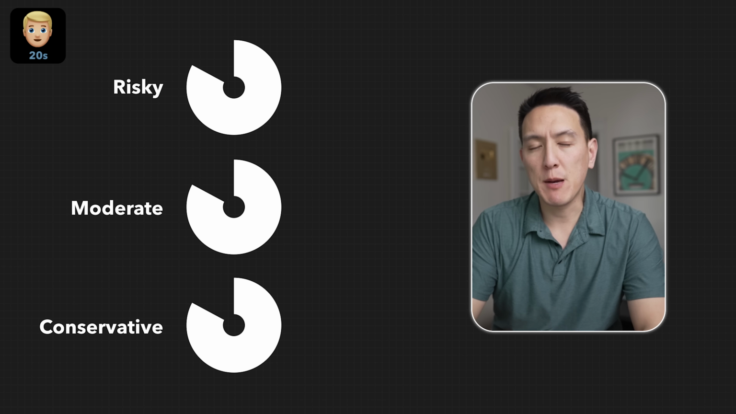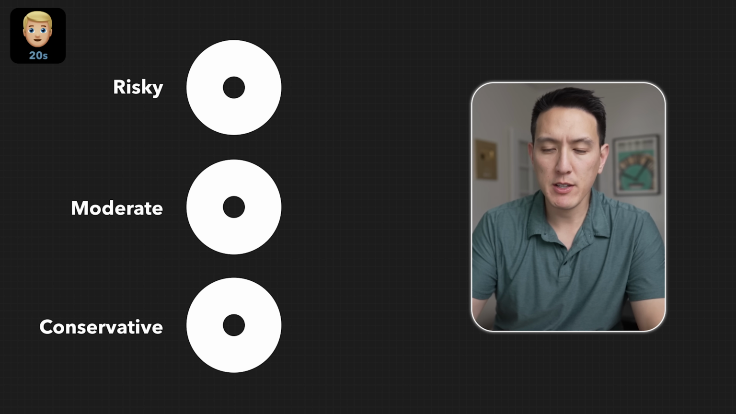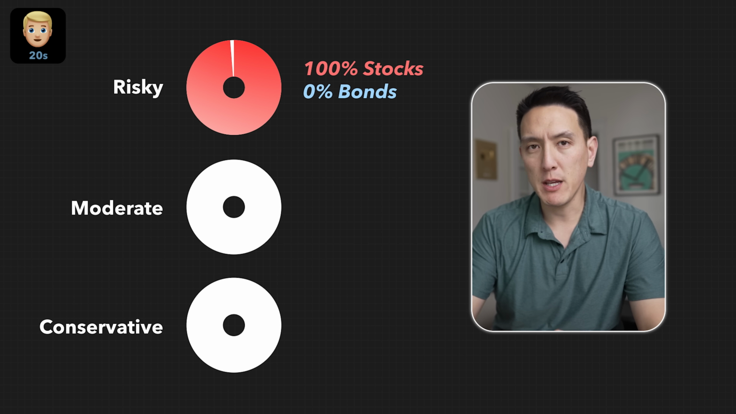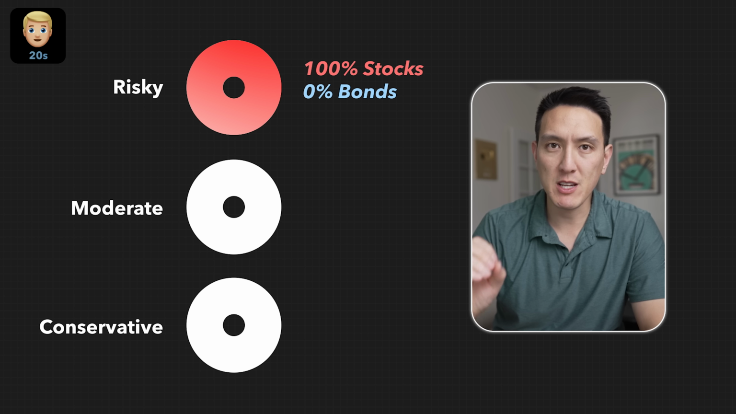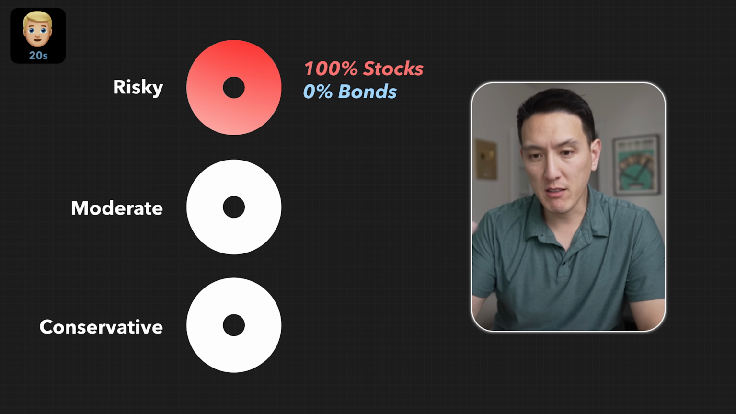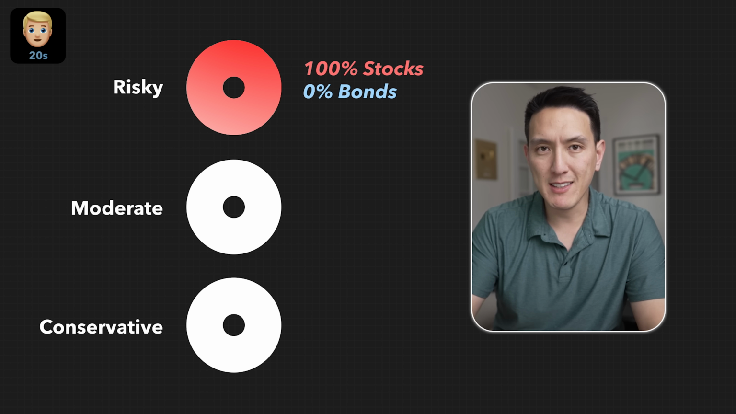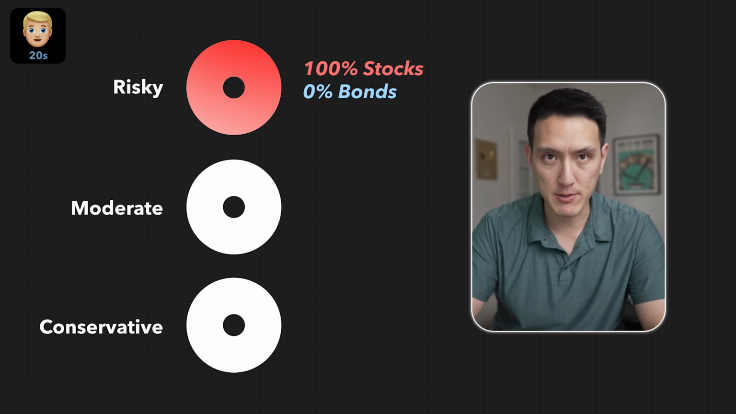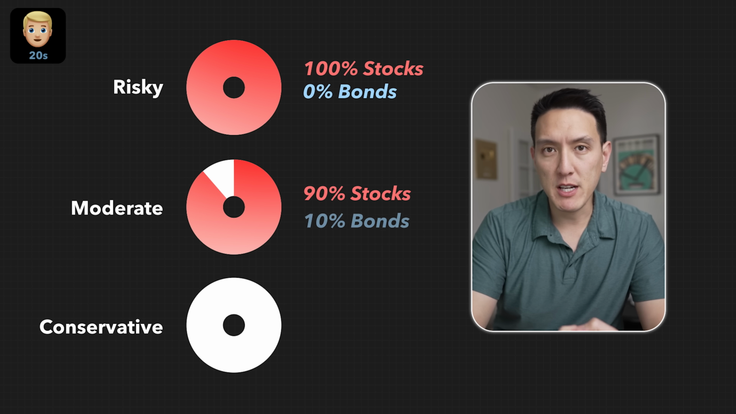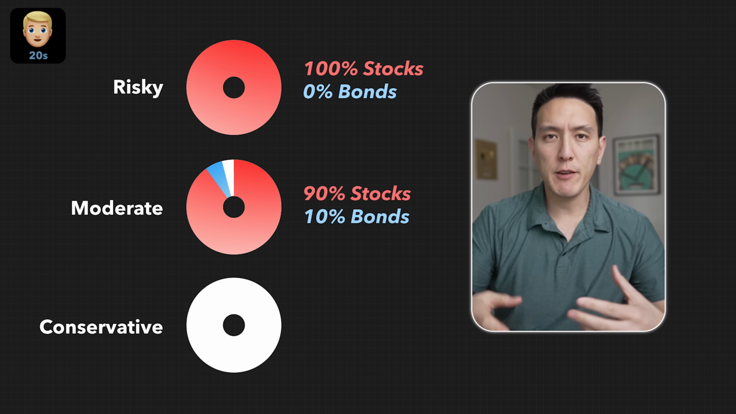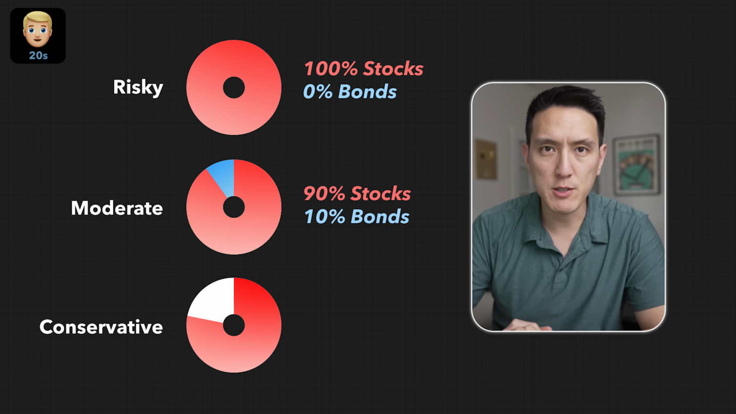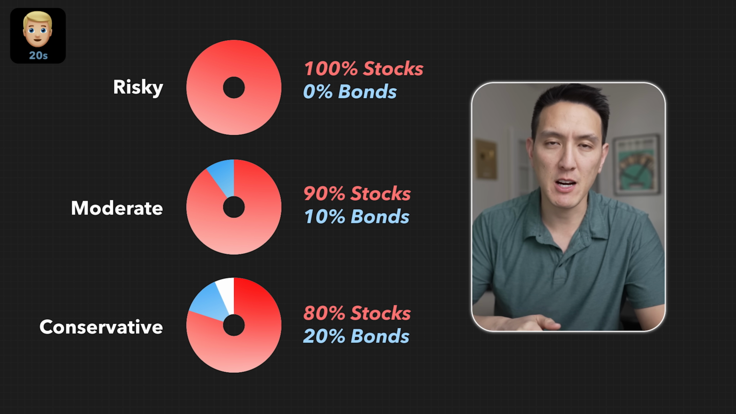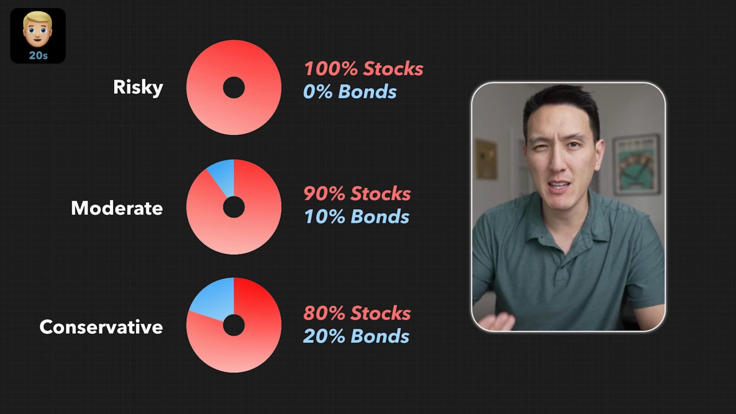All right, so here are some sample allocations for you in your 20s. If you are on the riskier side, you're going to want to be 100% in stocks and 0% in bonds. The assumption here being that if there is a stock market pullback in the next 10 or 20 years, you still have a lot of time to regain that lost ground. If you're more moderate, you might go 90% in stocks and 10% in bonds. And then if you're conservative and you're in your 20s, you might go 80-20, so 80% stocks, 20% bonds, but it's not something that I would probably go with.